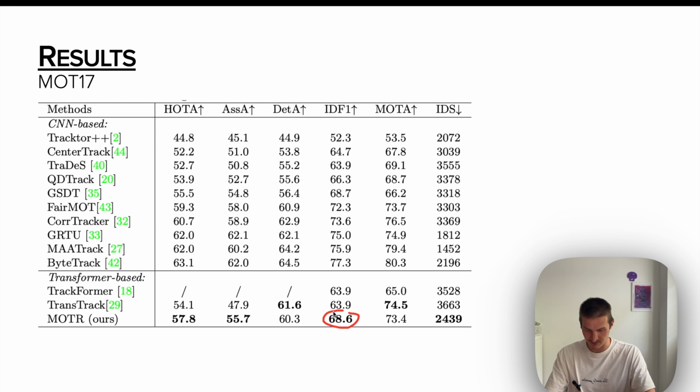So it's 67.6 for IDF1, 73.4 for MOTA. The numbers look similar, so I can't really say based on these results that MOTR is better than TrackFormer. TrackFormer seems to be exactly the same. In either case, both of these are inferior to old-style heuristic state-of-the-art like ByteTrack.